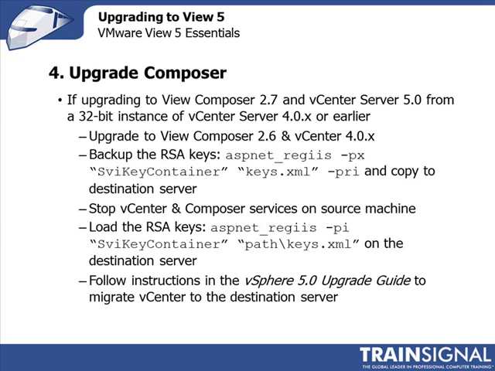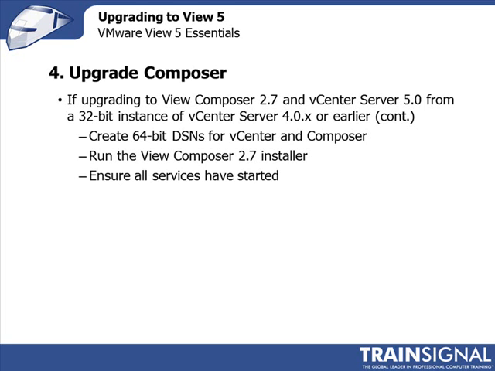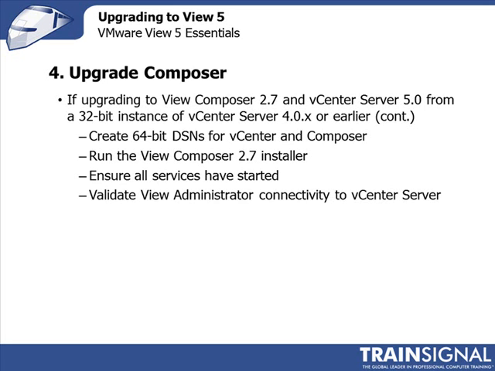Then you'll have to manually copy the View Composer database if it was locally installed on the old vCenter server. The upgrade tool will not copy this over for you. Then you'll need to create 64-bit DSNs for both the vCenter and Composer databases. Then you can run the View Composer 2.7 installer. During the install, you can point it to the View Composer database that was migrated over, using the DSN that you created in the previous step. Once that's complete, make sure all services are started properly, and then validate within View Administrator that you get proper connectivity to vCenter Server using the Composer functionality.